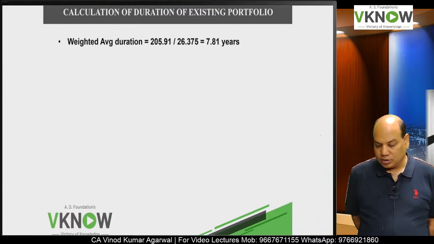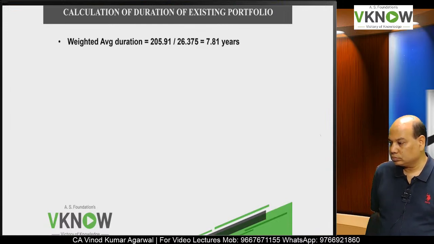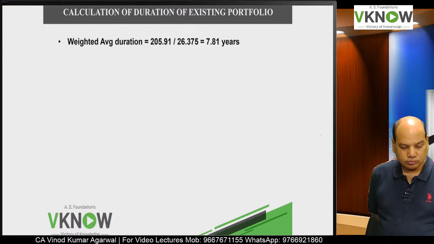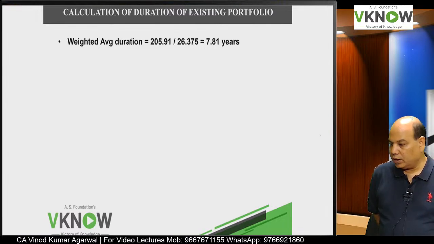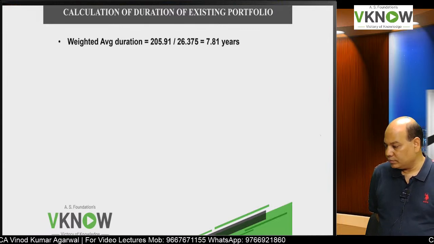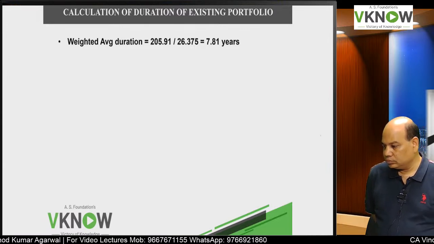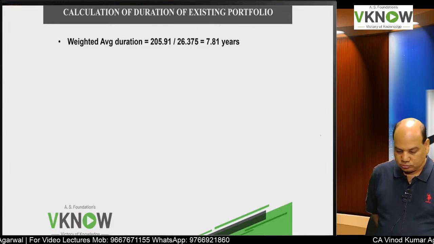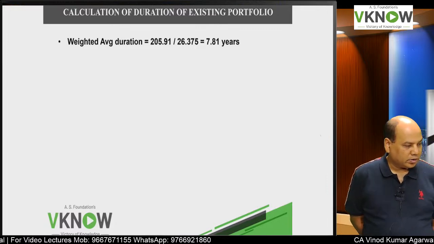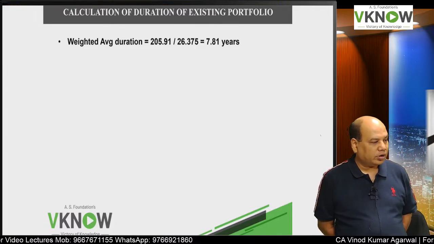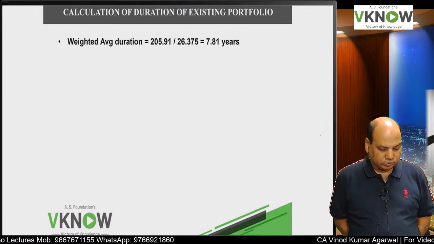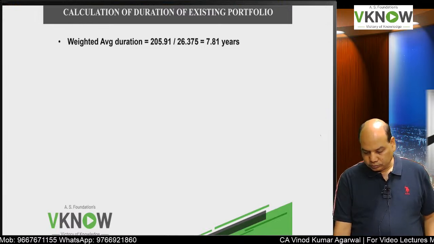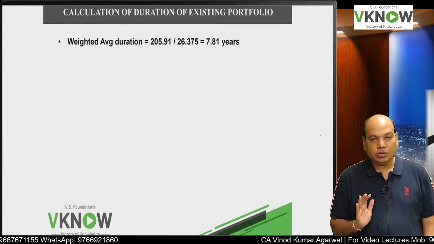Weighted average duration is equal to 205.91 divided by 26.375 is equal to 7.81 years. Okay. So this is my existing duration.